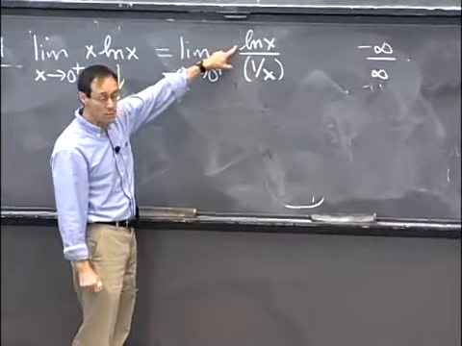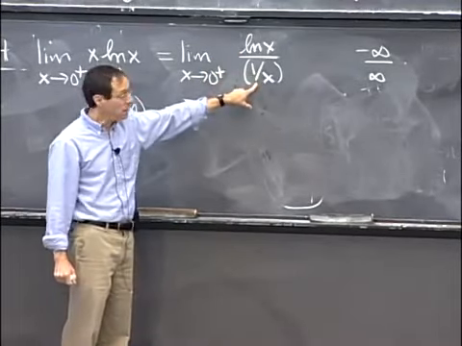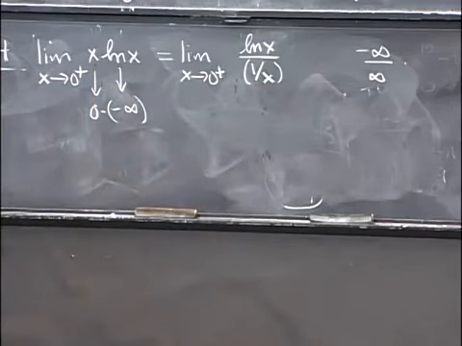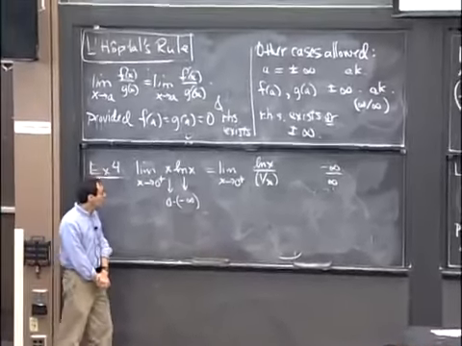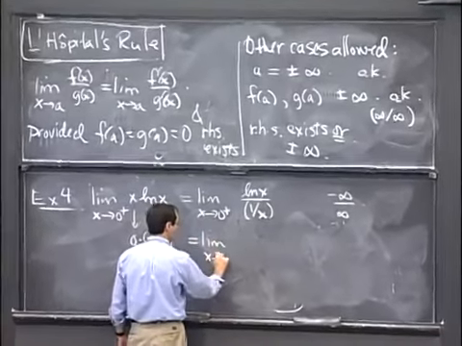Because the numerator is going to minus infinity as x goes to 0 plus, and the denominator, 1 over x, is going to plus infinity. So again, there's a competition, but now it's one of the forms to which L'Hopital's rule applies. And now I'm just going to apply L'Hopital's rule.